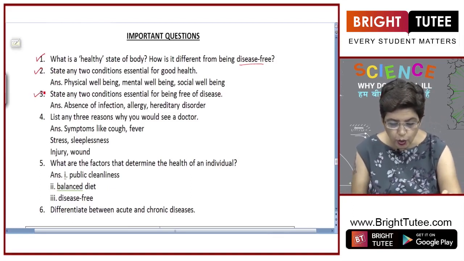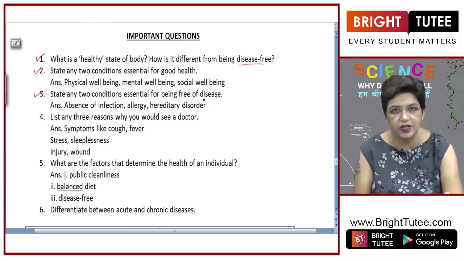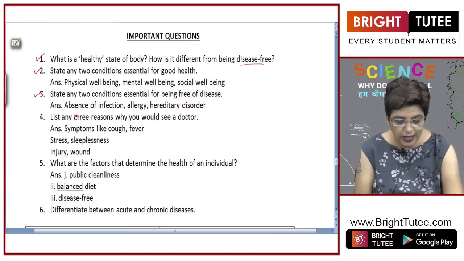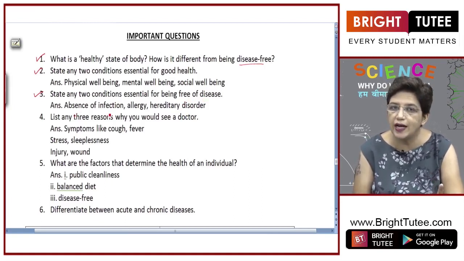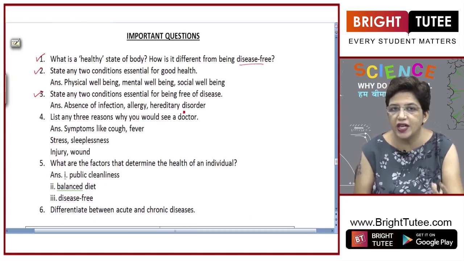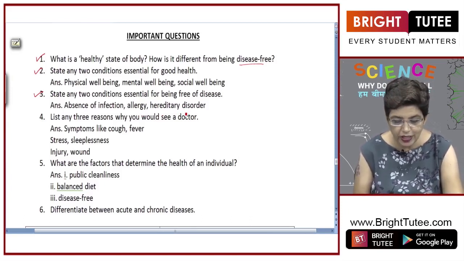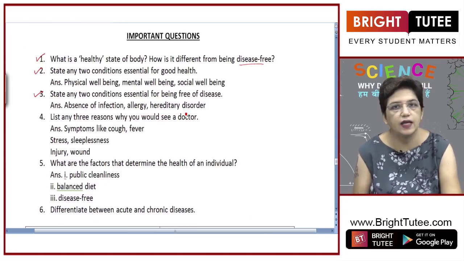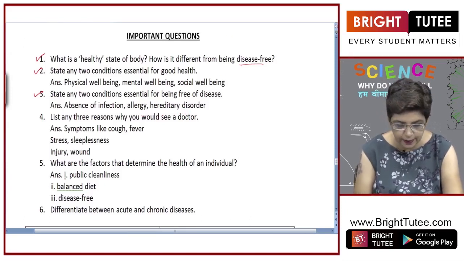Next, state any 2 conditions essential for being free of disease. There should be absence of any kind of infection, absence of any kind of allergy, and absence of any kind of hereditary disorder. Diseases are of different types. So if these conditions are not there, then we say that the person is free of diseases.